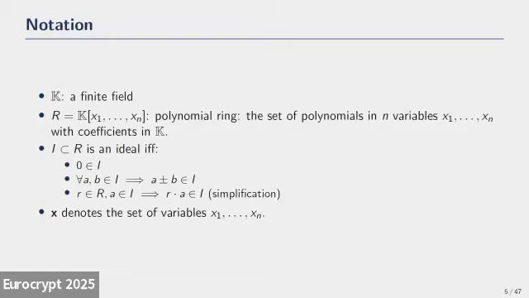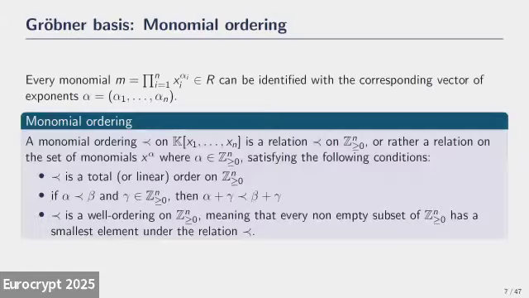So let's start with a brief notation that we will use during the slides. K is a finite field, R denotes a polynomial ring, so the set of polynomials in n variables, x1, ..., xn, with coefficients in K, and I will denote an ideal. For the sake of simplicity, bold X will denote the set of variables from x1 to xn. Okay, then let's move to the Gröbner basis background, a very brief introduction.